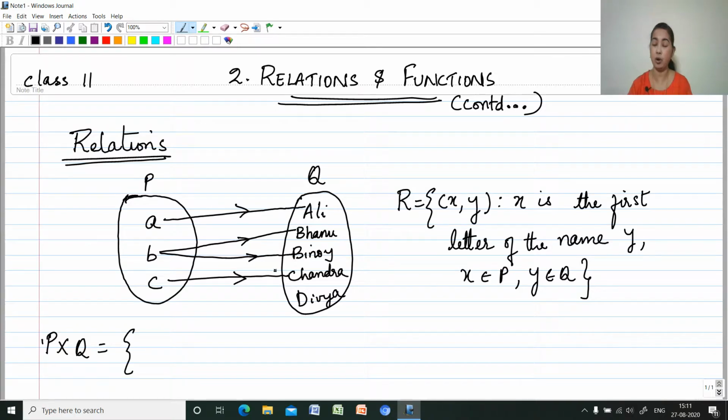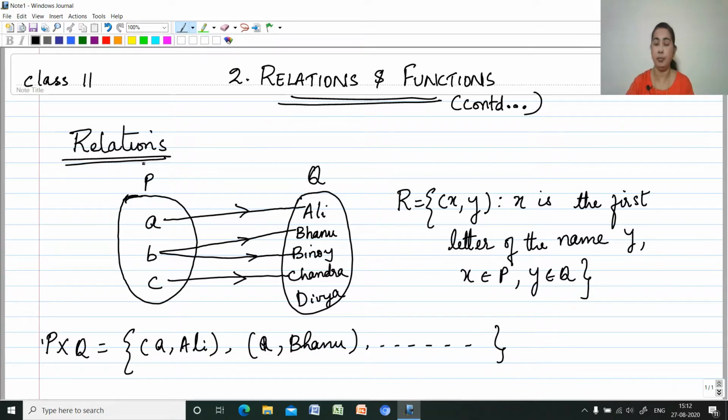Like that, how many ordered pairs can we write? How many elements will be there in the Cartesian product? There will be 3 here and 5 here. So a total of 3 into 5, 15 ordered pairs will be there in the Cartesian product. You can write this as a set of ordered pairs: A comma the first name, that is Ali. In the same way, A comma the second name. Like that you can find 15 ordered pairs in this set.